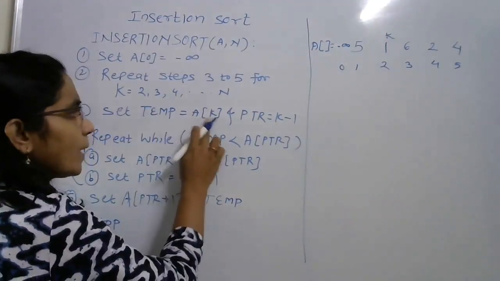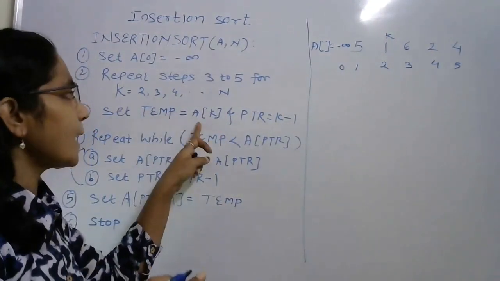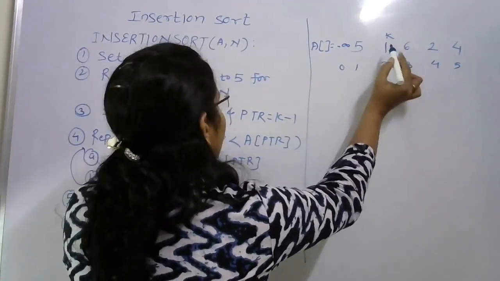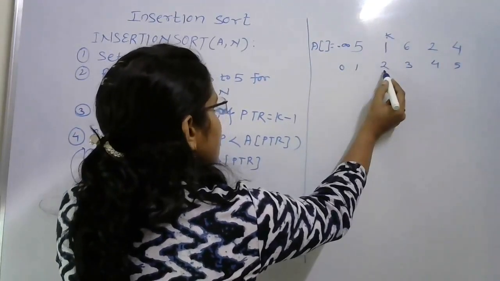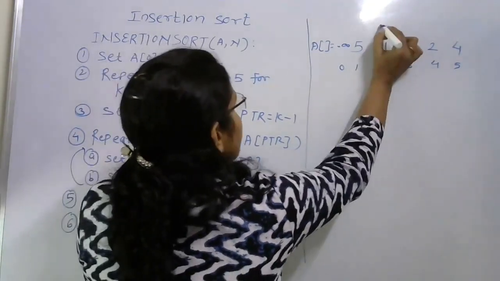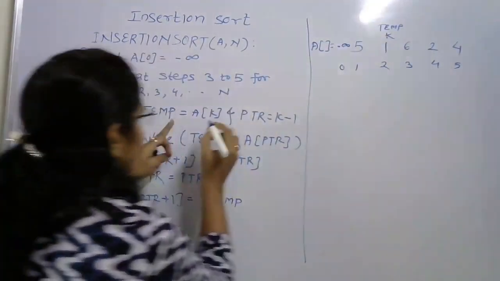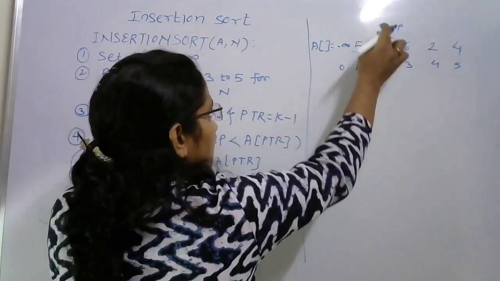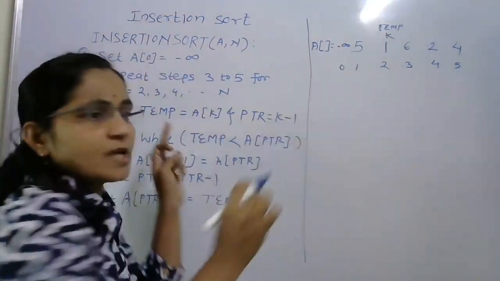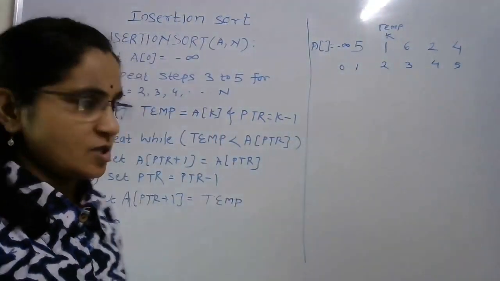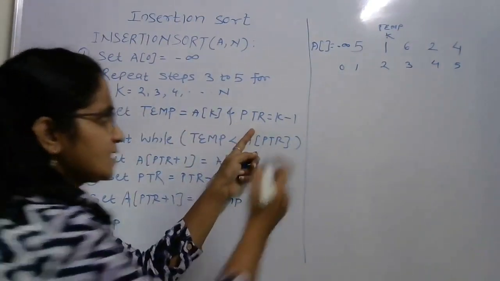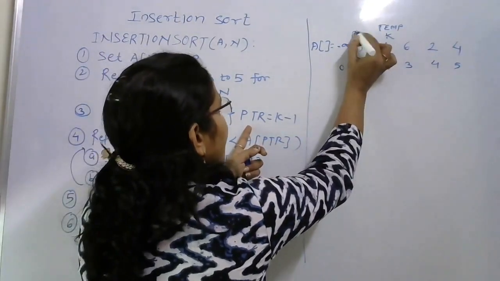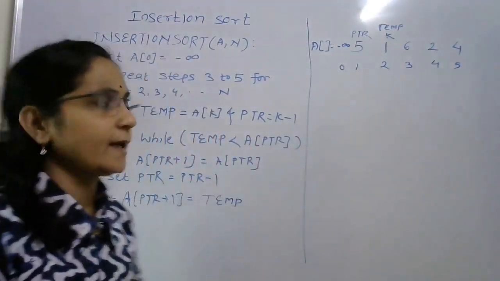Set temporary equal to A of k. What is A of k? A of k means the value 1, which is at the second position. The same is at the temporary, so the 1 will be assigned to the temporary. So the temporary is at the same location as the kth location. And PTR equal to k minus 1. The value of k is 2, 2 minus 1 is 1, so your PTR is located at the first position.